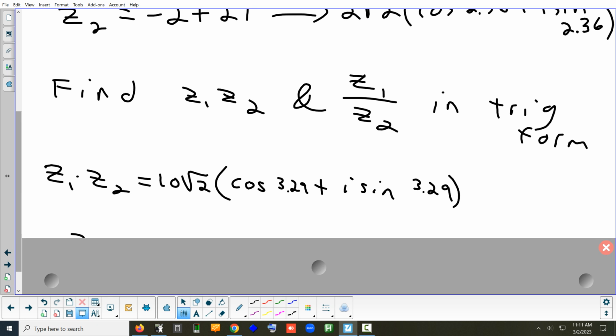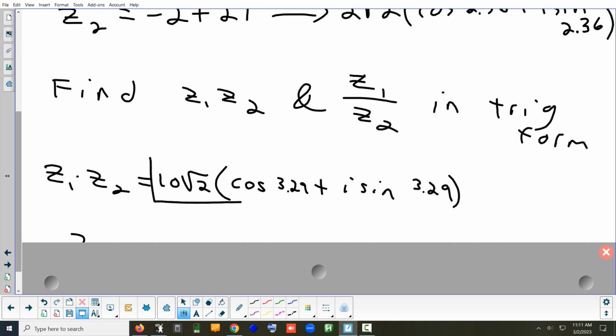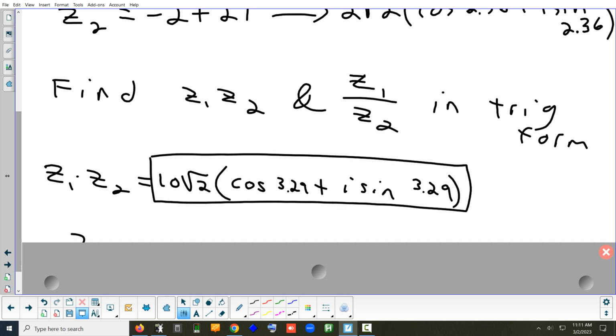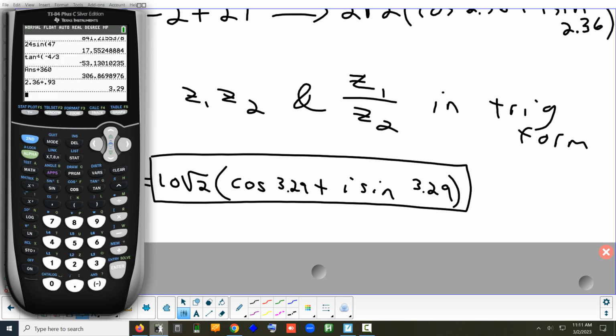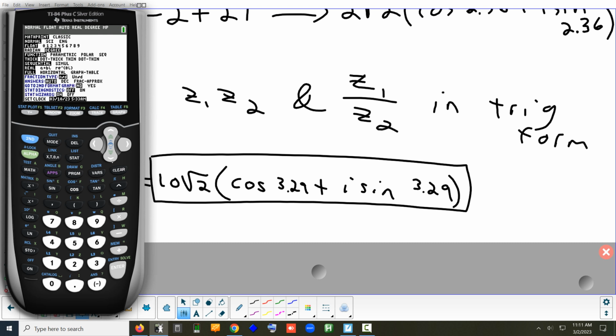So this is the answer. But what if they did say to change that to standard form? How do you take that and make it standard form? Multiply r with each and distribute them. Just distribute it out. So the real part is 10 square roots of 2 times the cosine of 3.29 radians.